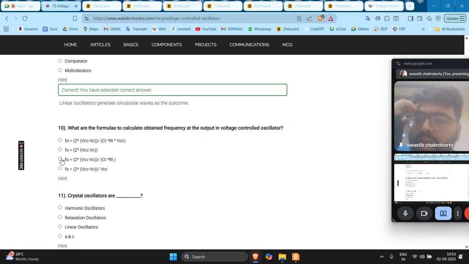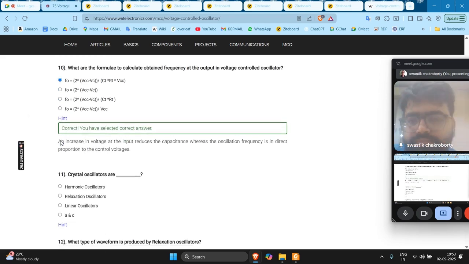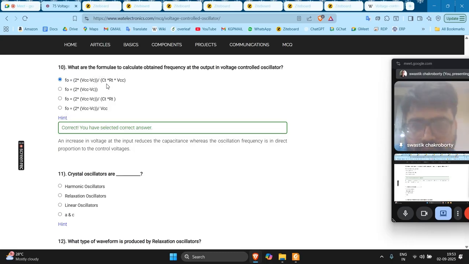Now what is the dimension of C? C is voltage into frequency, which is again not appropriate. And this one has a dimension where the voltages get cancelled, so that it has a dimension of frequency only. So by dimension analysis only you can tell that the correct answer is option A. As you can see, it is inversely proportional to RC and directly proportional to the voltage VC.